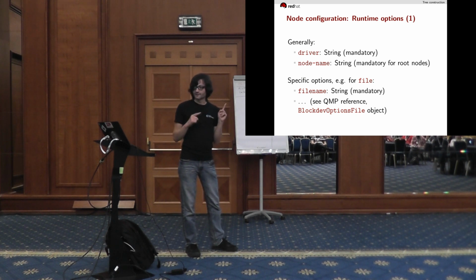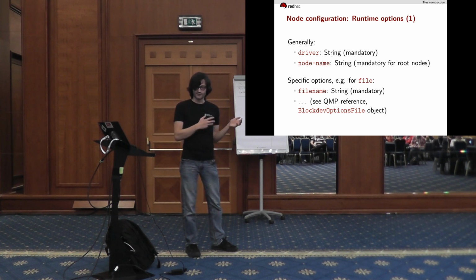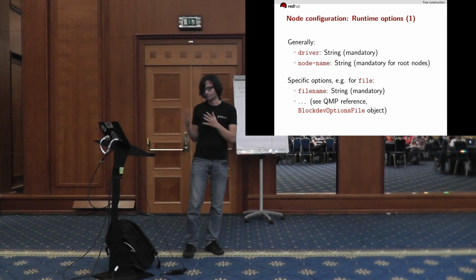So let's start with that. To configure a node, you just give QEMU a list of options or a dictionary of options, and it will then construct the appropriate node. The first thing you have to pass is the name of the driver that will manage the node, of course. And the second thing you can pass, if you want to, sometimes you have to, is the node name, which you can use to identify the node later on. Sometimes it's mandatory, so you probably just want to specify it all the time.